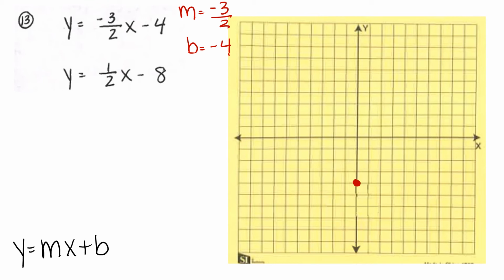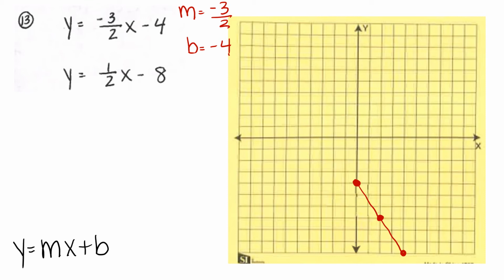Negative tells us to go down, so we go down 3 and then to the right, always to the right first, which is 2. We continue that pattern of down 3 and right 2 until we reach the edge, connecting our dots in a straight line.